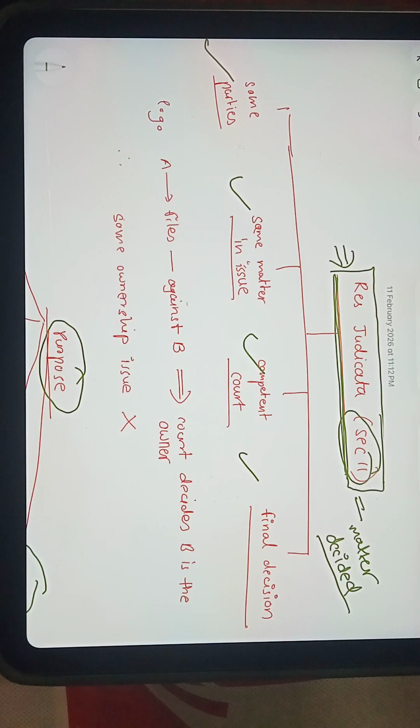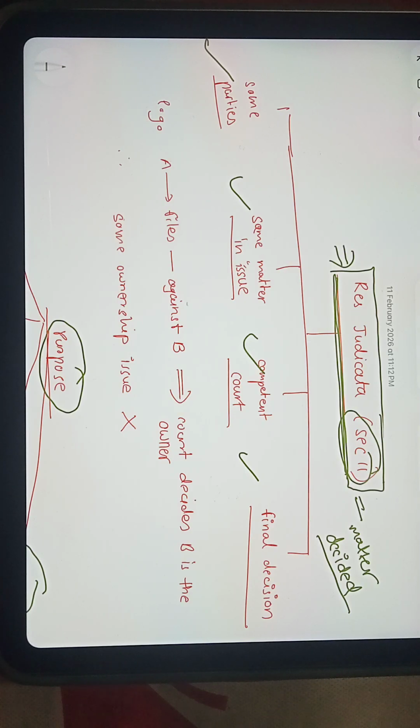Res judicata has its origin in the Latin language. This is a Latin term. What is this res judicata? It is the matter which is already decided and adjudicated by the court. It applies when the matter has already been decided by the court between the same parties; the same matter cannot be filed in another court.